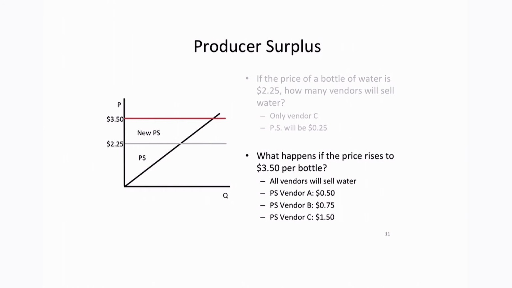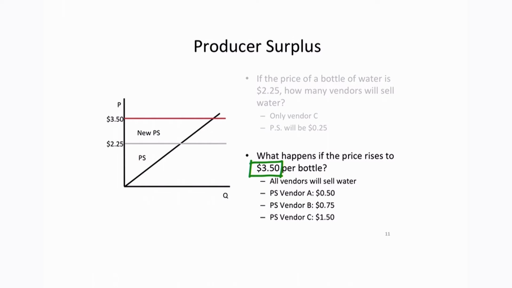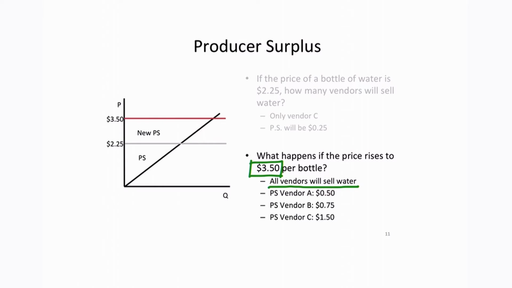Now, what if the price of the bottle of water rises to $3.50? Well, in that case, all of the vendors will want to sell water because their minimum price they are willing to accept is going to be below the actual price of $3.50. So that the producer surplus for vendor A is 50 cents, for vendor B it's 75 cents, and for vendor C it'll be $1.50.